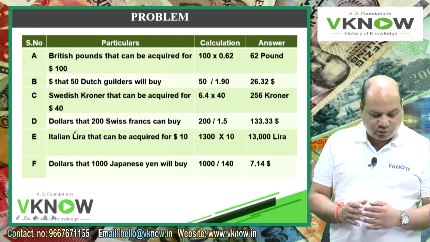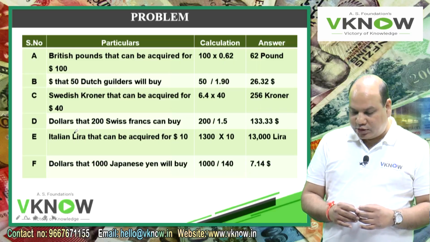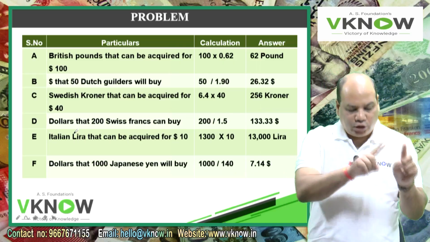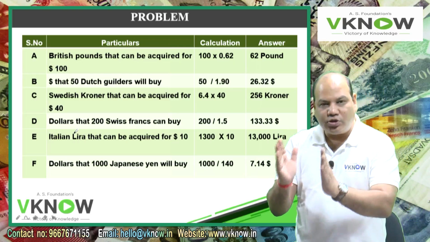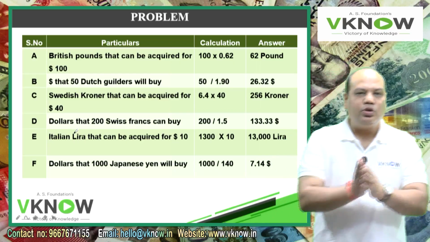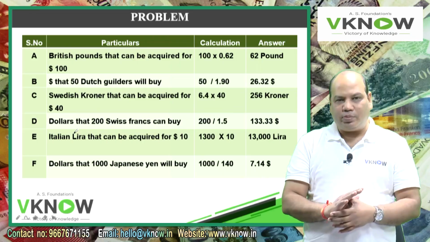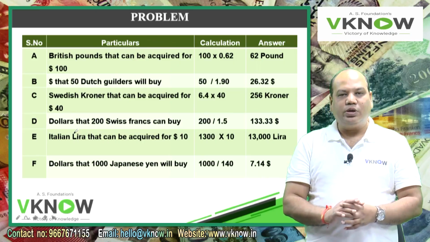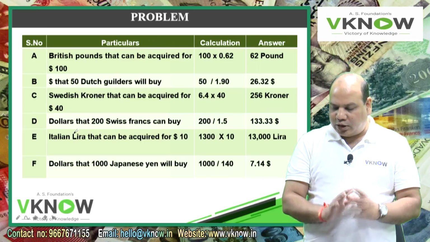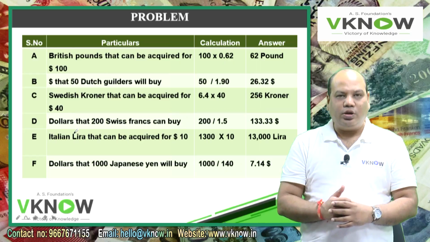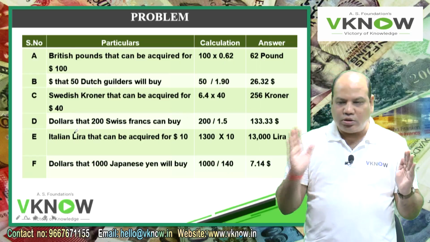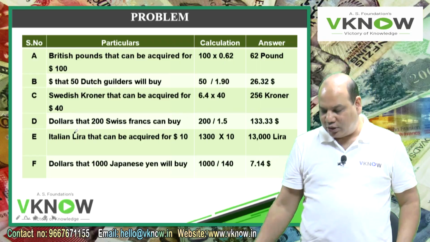Swiss franc. The question says dollar that 200 Swiss franc can buy. $1 is equal to 1.50 Swiss franc. So 200 Swiss franc is equal to how many dollar? 200 divided by 1.50, $133.33. Question number 5. Italian lira that can be acquired for $10. $1 is 1300 lira. This is easy. $1 is 1300, $10 is 13,000 lira.